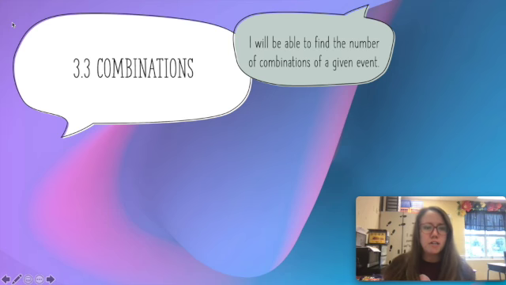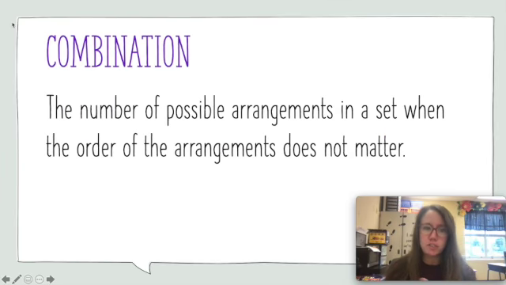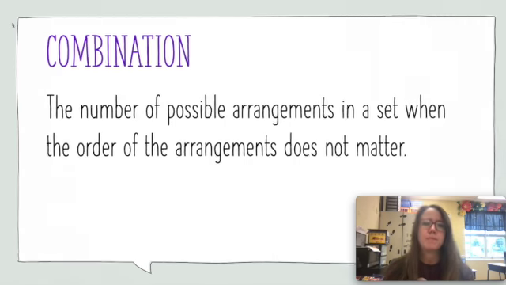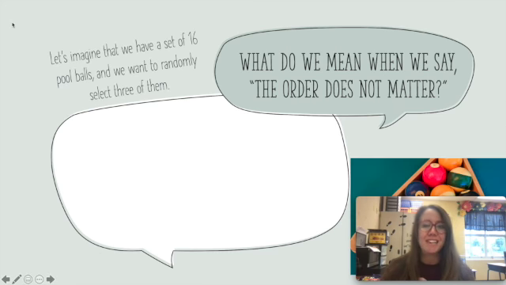All right, today we're going to be talking about combinations. So last class, or last video, we were talking about permutations, where order matters. For combinations, it's the number of possible arrangements in a set when the order of the arrangements does not matter. What do we mean when we say the order does not matter?